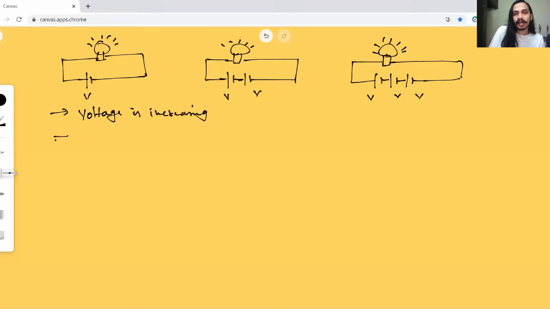At the same time, if I look at the bulbs, I know that as I go from this to this, the bulb is getting brighter. Does that mean more current or less current? Logically, it should mean more current, because only when there is more current can the bulb glow brighter. So current is also increasing. Current is the actual movement of the electrons. If more electrons are moving, you will see more brightness in the bulb. And if there is less current, there will be less brightness.